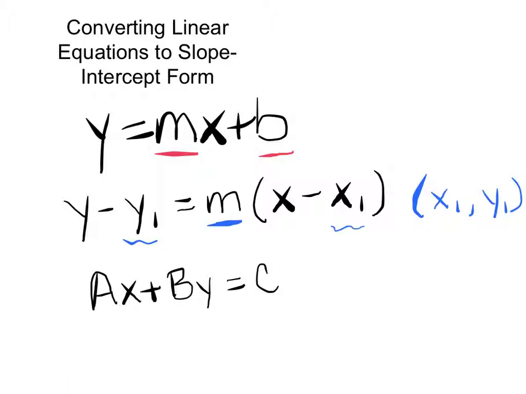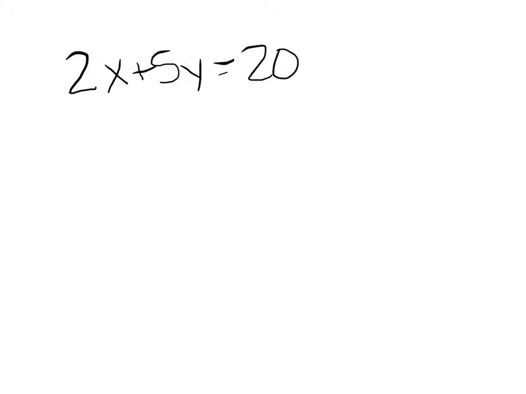So our goal today is going to be getting this form, y equals mx plus b. So here we have an equation in standard form. And remember, our goal is to get it into slope-intercept form. So what I usually do is at the top of my equation, I write my goal. My goal is slope-intercept form. So there it is, y equals mx plus b.